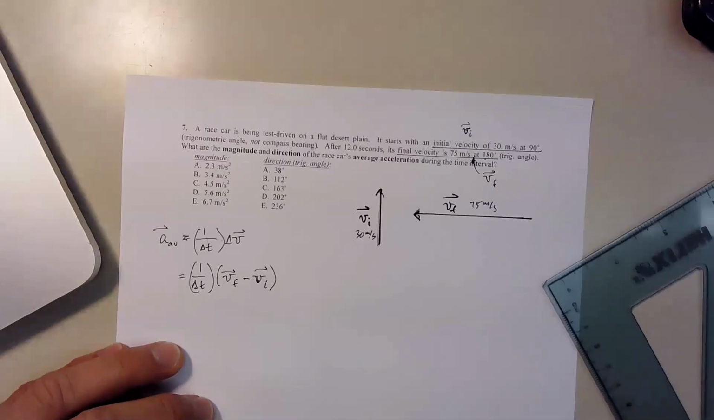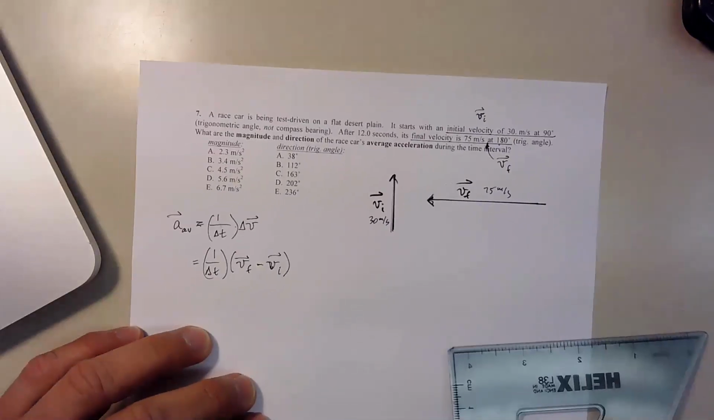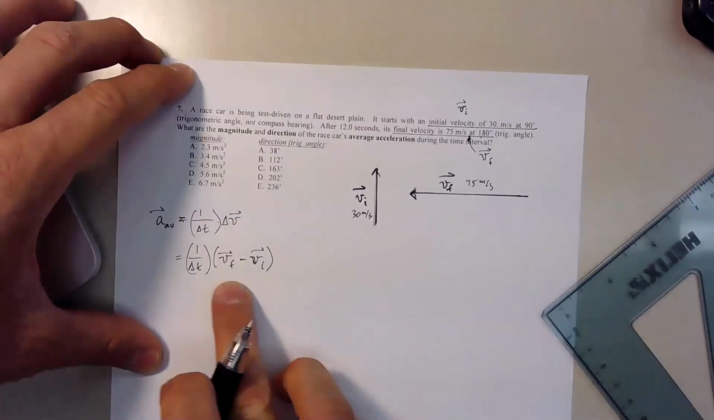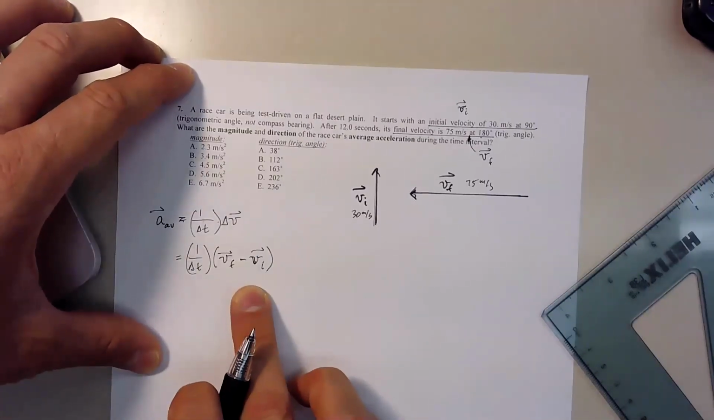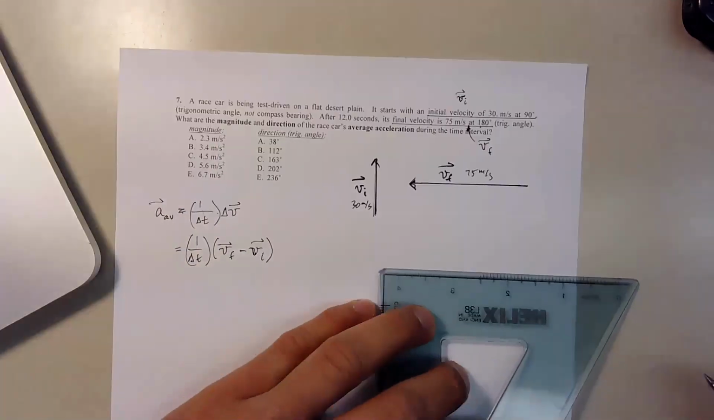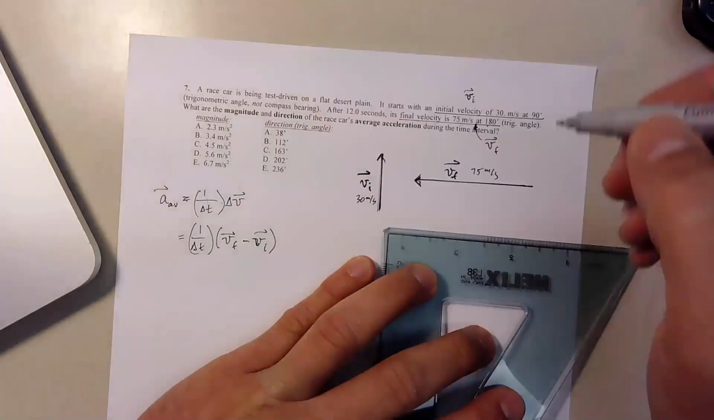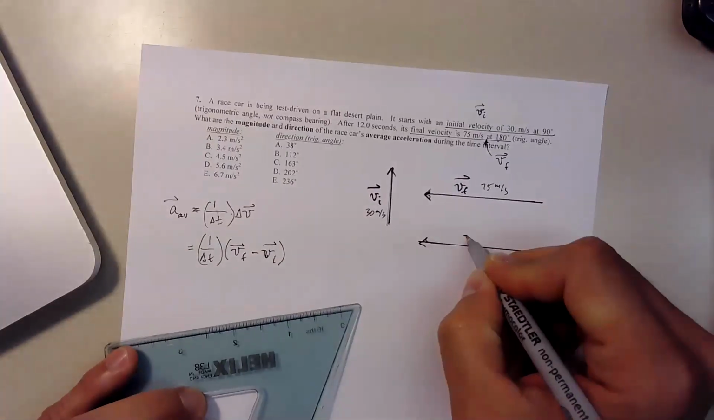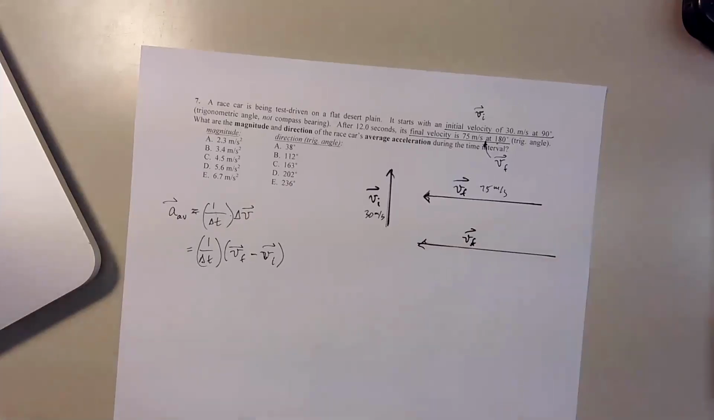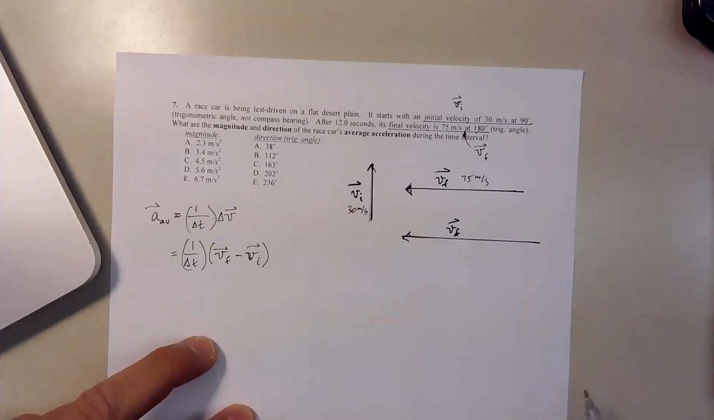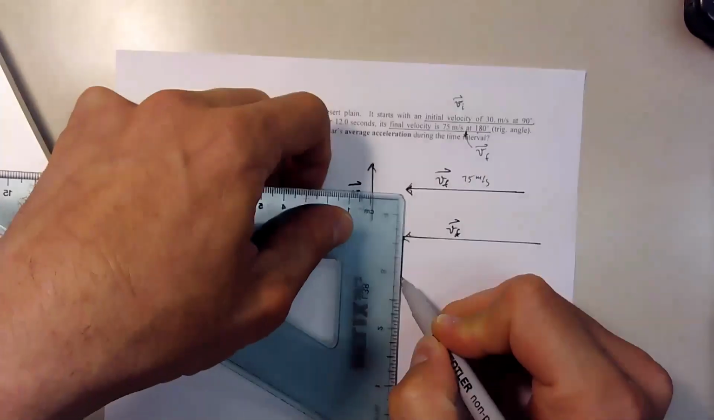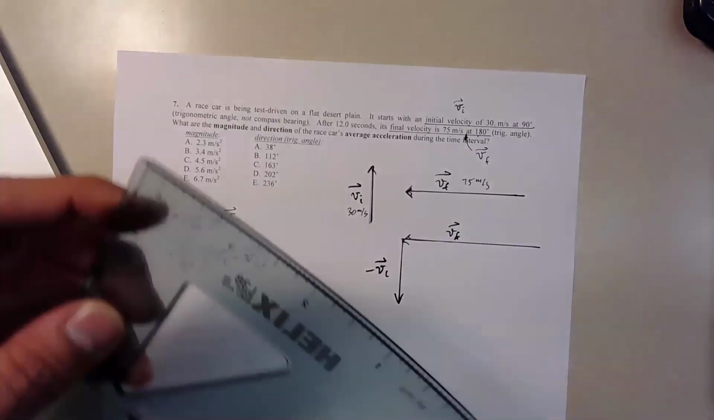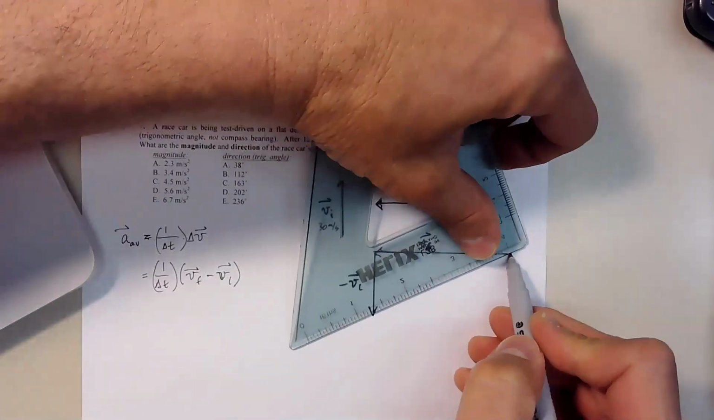Okay. Now, just to help me with visualization a little bit, I'm going to draw a little graphical sketch over here of what this vector subtraction should look like. Okay. So I have v final minus v initial. So here's v final plus the negative of v initial. So v initial points upward at positive 90. So here's the negative of v initial. So v final plus the negative of v initial means that delta v should look something like this.